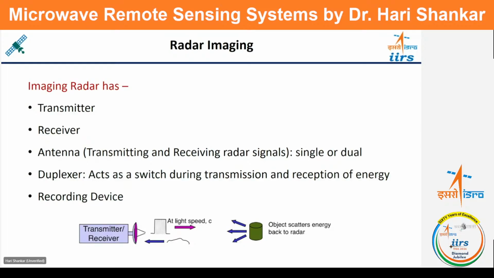So the functioning is like this: a transmitter or receiver and a single antenna, and the signal is going. This is the target. From there it is backscattered. Some scattering is going this side, some scattering is going this side, and some scattering is coming back. This one is called the back scattering. This is called only scattering.